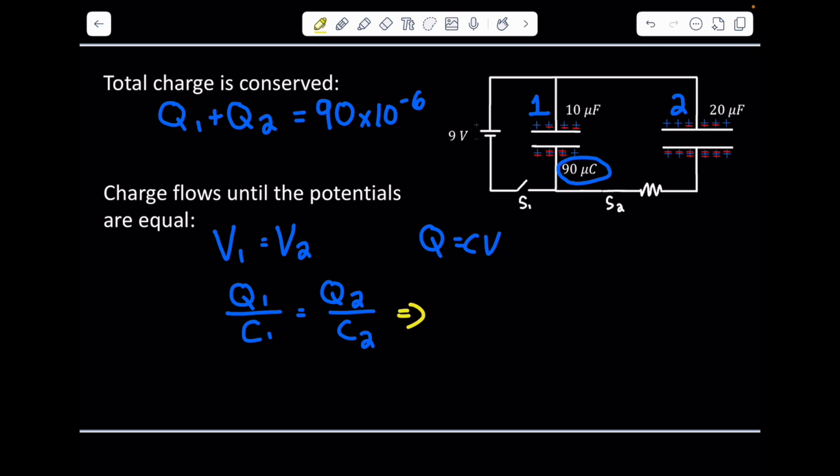When I plug in values here, I would get Q1 over, this is a ratio, so I'm just going to put 10, equals Q2 over 20. The times 10 to the negative 6 would cancel out, so I'm just going to put over 20. And from this, I get that Q2 equals 2 times Q1.